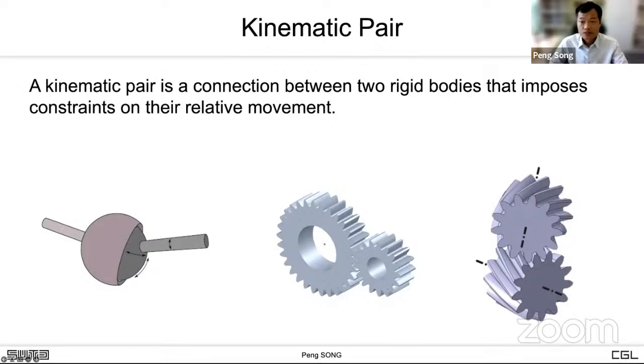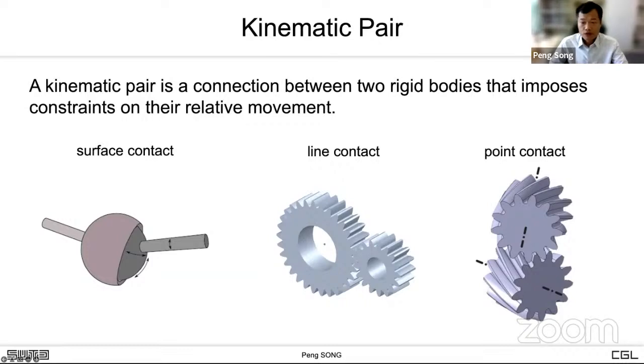Here are three kinematic pairs. The left one is a spherical joint where the contact region between the two parts is always a surface. We call this surface contact. The middle one is a pair of spur gears, and they always have a line contact. In contrast, a pair of spiral gears always have a point contact.